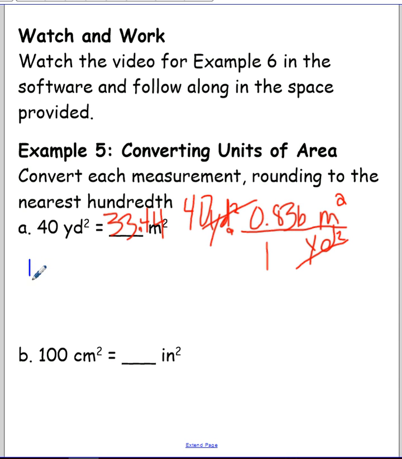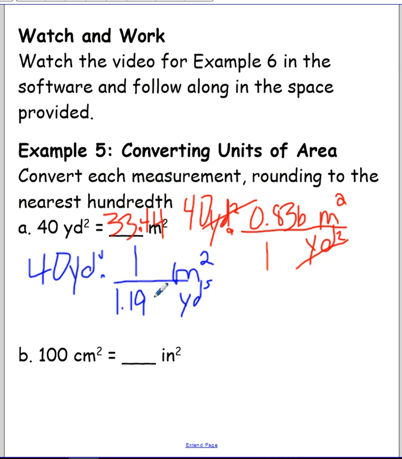Now, let's do the same problem, but this time using the metric to US instead of US to metric. So still yards needs to be on the bottom because it's the unit we're getting rid of. Meters squared needs to be on the top. And this time the conversion is 1 meter squared to 1.196 yards squared. So divide 40 by 1.196 in the calculator.